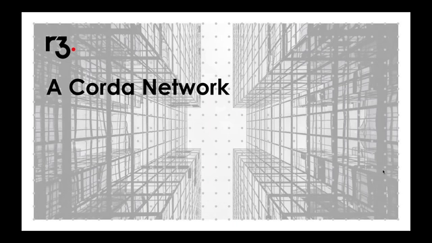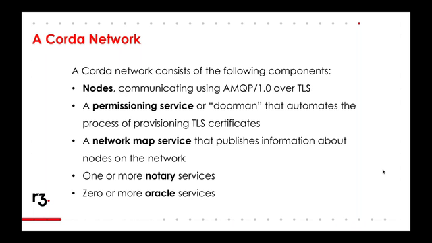Lastly, we're going to briefly look at a Corda network, what a Corda network is comprised of, and what each of these components do. Very simply, a network consists of some nodes, and they communicate using AMQP over transport layer security. We have a permissioning service as well, or what we call a doorman, and this doorman automates the provisioning of TLS certificates. So to join the network, you have to obtain a certificate.